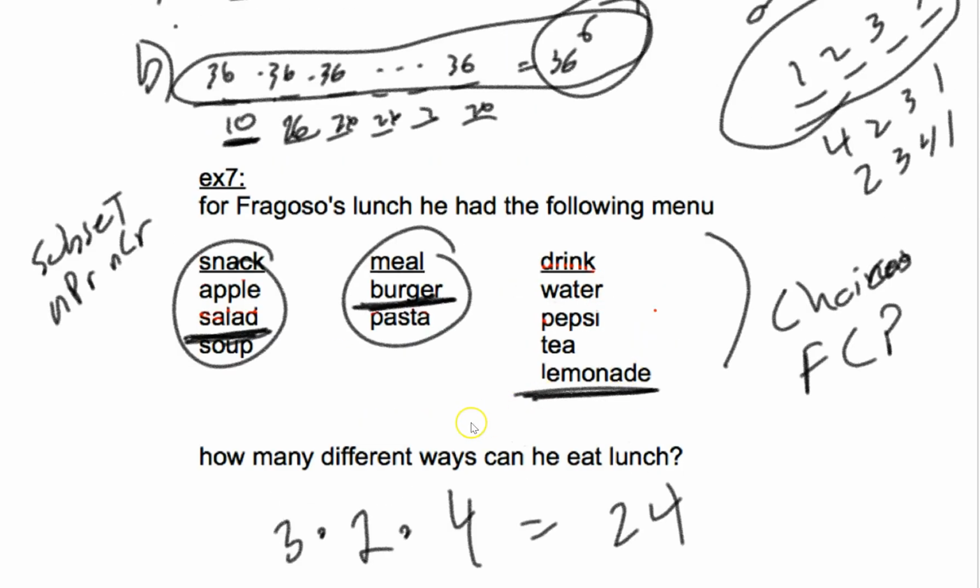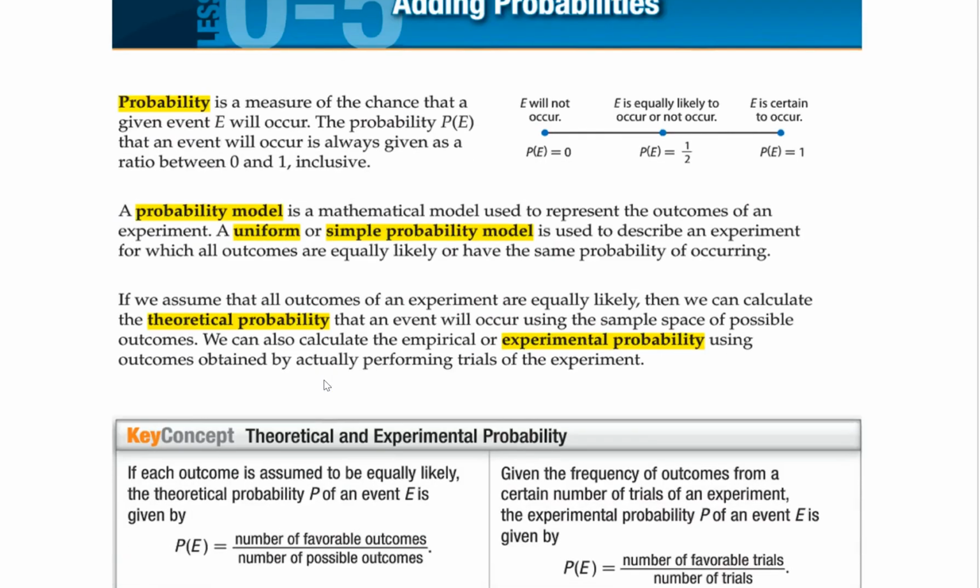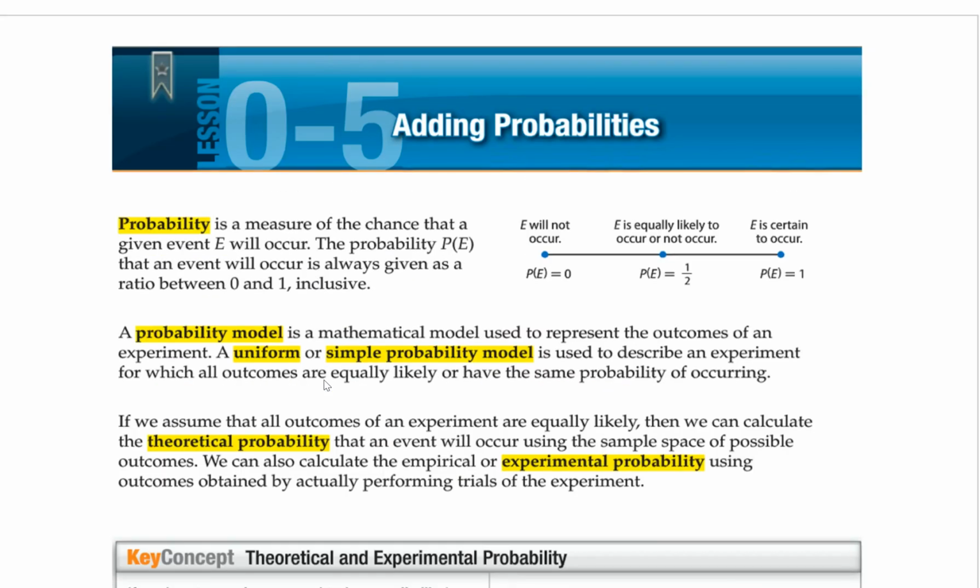So that's it for that first part. So let's move on to 05, adding properties. So here we're going to talk about probability, what it means. So probability is the likelihood something's going to happen, right? Probability is a measure of whether a given event will occur. So probability is the likelihood, the odds of something happening.